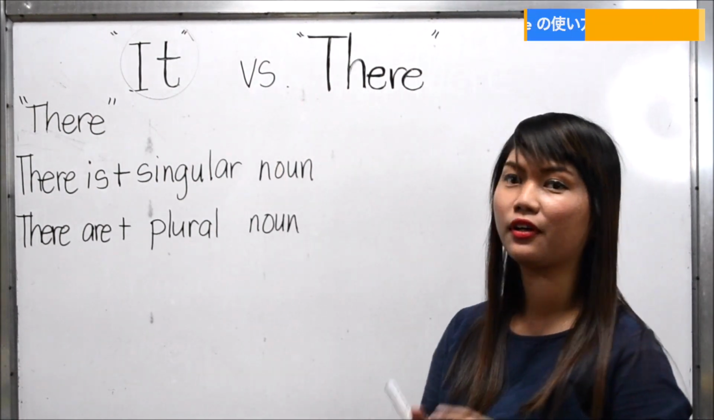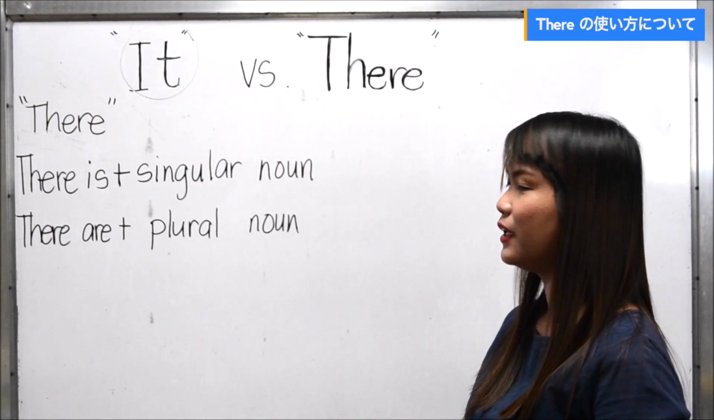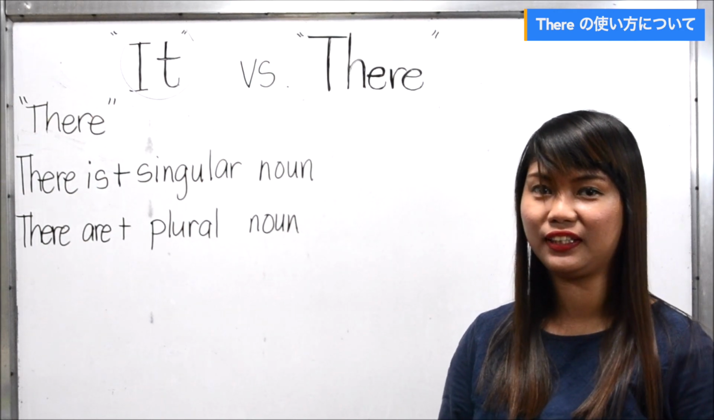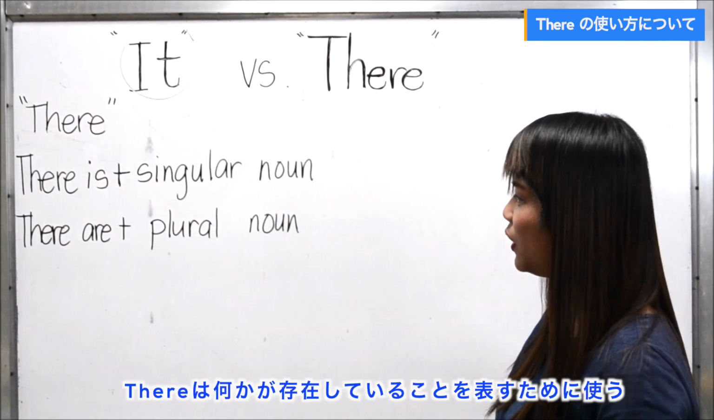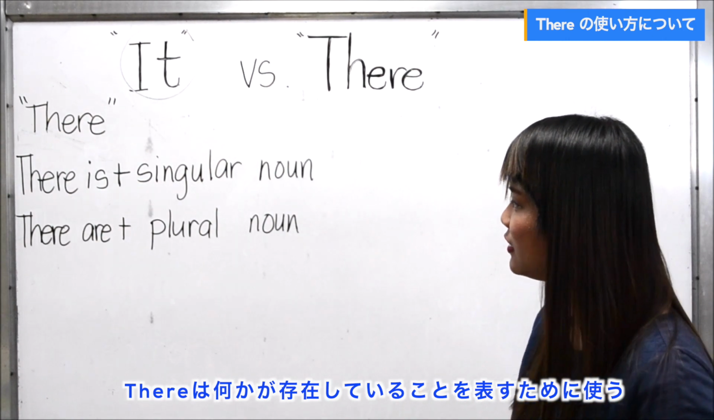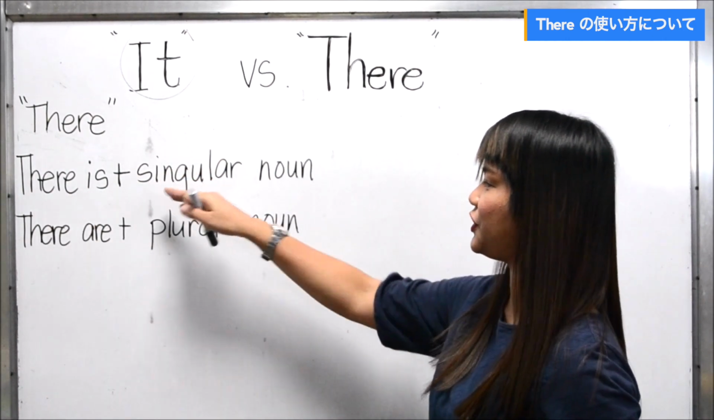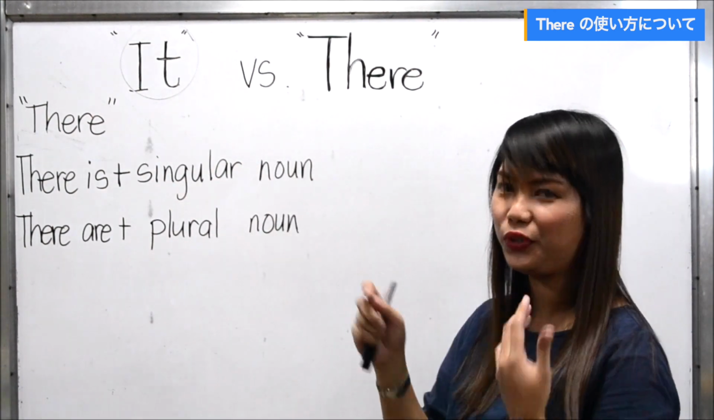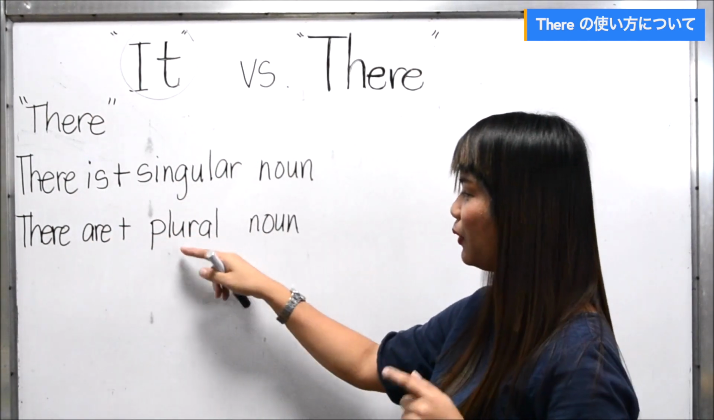When to use "there is" and "there are". We use "there" to start our sentence when we want to mention that something exists. Let's say, "there is" plus a singular noun, and we use "there are" plus a plural noun.